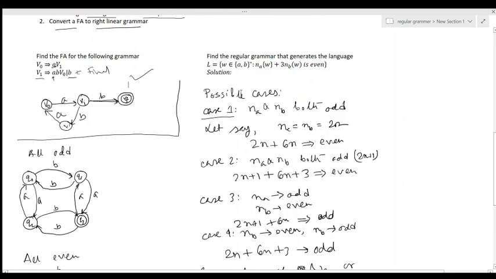The next example is of the second type, that is a finite automata to a right linear grammar. So what is the problem here? The problem is that the strings that are part of the language follow this rule: the number of A in the string plus the number of B times 3 is always even. That is, if the number of A is 2 and the number of B is also 2, then we have 2 plus 6, which is 8. So you can see this is even. So we have to find those strings where the number of A's plus the number of B's times 3 is even.